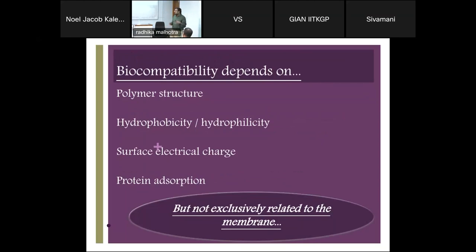So biocompatibility depends on polymer structures. Polymer structures that have more hydrophilic groups tend to be more biocompatible, simply because they do not allow proteins to adsorb. It is just for that reason, not that the particular group has anything to do with it. It just prevents protein adsorption, which is the first step in the cascade of negative reactions that can occur. Then the hydrophobicity and hydrophilicity: if it is very hydrophilic, it can prevent the adsorption of proteins, but the membrane swells. So a balance between hydrophobicity and hydrophilicity is required.